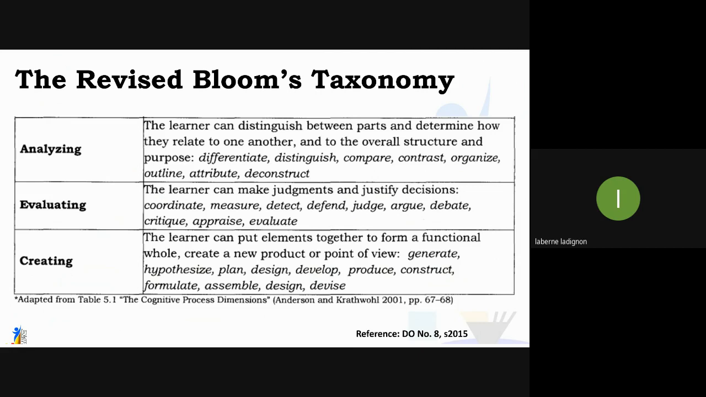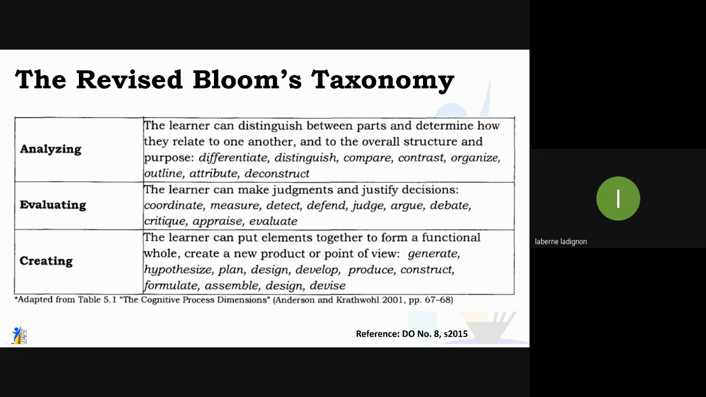Next is evaluating. Under this level, the learner can make judgments and justify decisions. What are examples of how we can help our learners to evaluate, judge, and justify their decisions? Coordinate, measure, detect, defend, judge, argue, debate, critique, appraise, or simply the word evaluate. If these are your instructions, maybe you are preparing them to evaluate and make decisions.